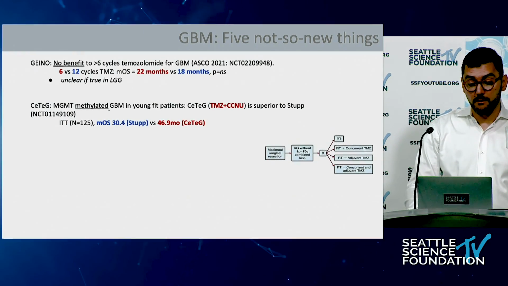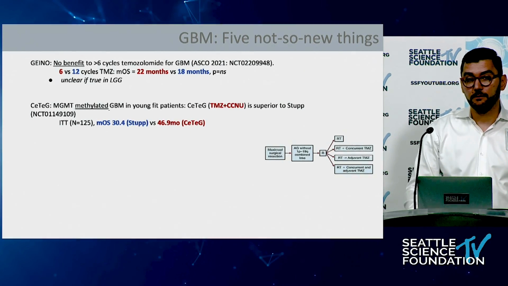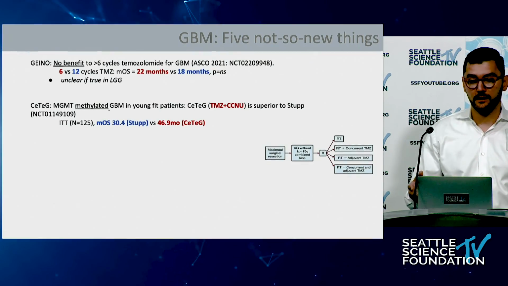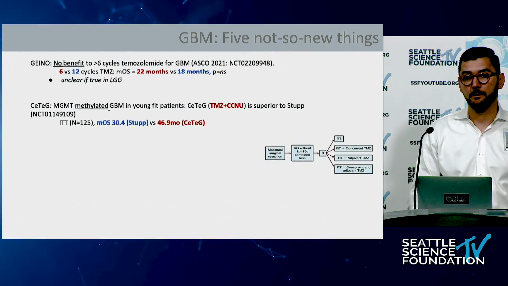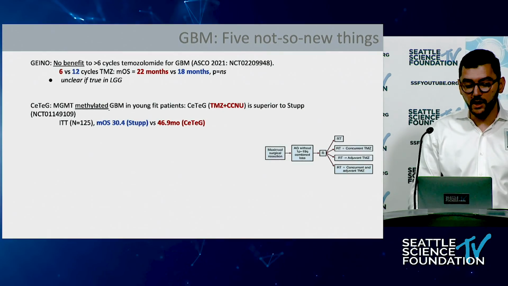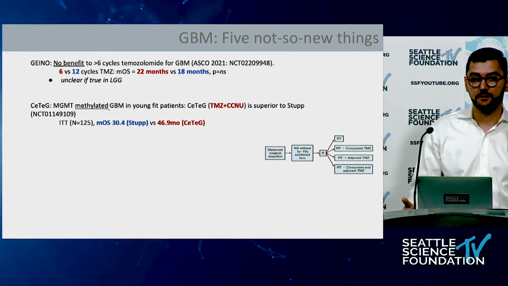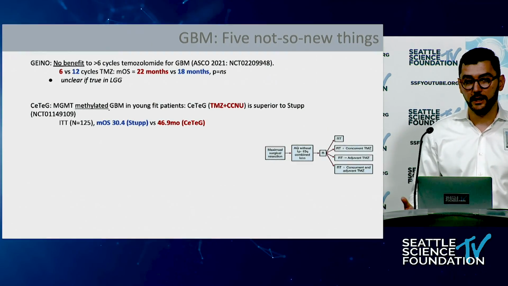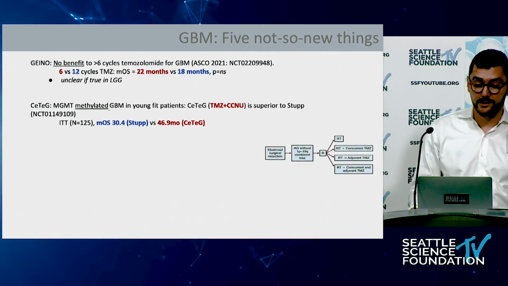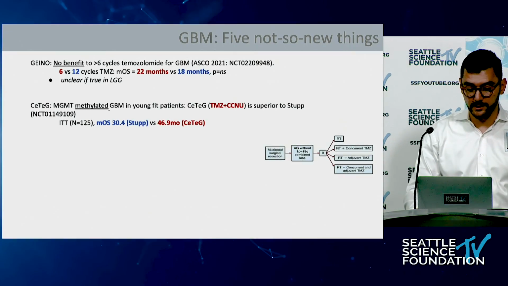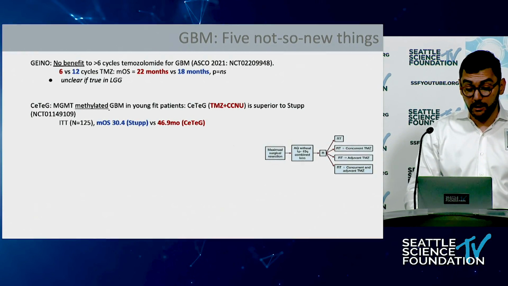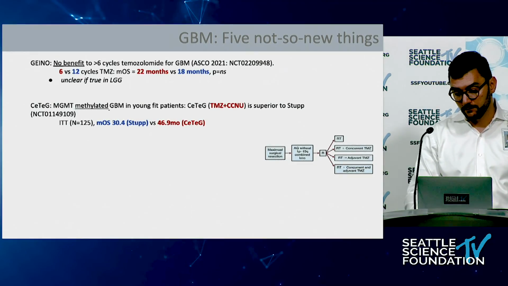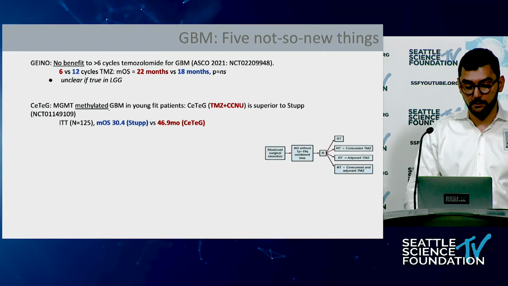For MGMT methylated GBM, remember that MGMT is an enzyme that pulls off the alkyl groups that are put on the DNA by Temodar. When it's expressed, the tumor is less sensitive to Temodar. When it's not expressed, it's more sensitive. And so when the promoter is methylated, the enzyme is not expressed, and so the tumor is more sensitive to Temodar. So in MGMT methylated GBM, if you use 2 alkylators, it is better than 1. So that was the CETEG study out of Europe.